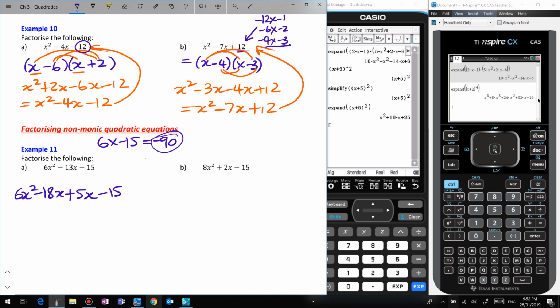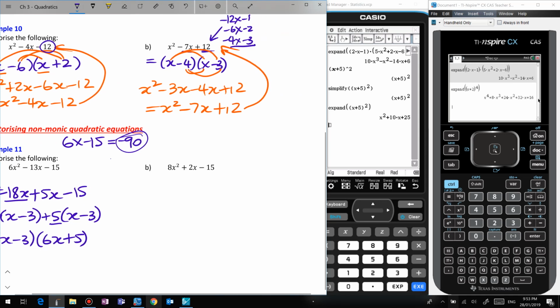Then from here we can factorize like we did before. What goes into both of these? 6x, I'm left with x minus 3. What goes into both of these? 5. I'm left with x minus 3. What's common to both of them? X minus 3. And what's left over? 6x plus 5.